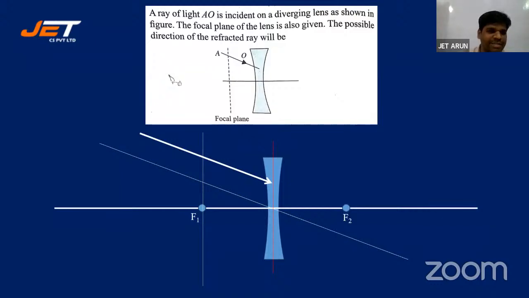All right. Yes, excellent. Joining this point to this incident ray this way, and I extend this ray. This is my refracted ray. All right, that's it. Oblique ray tracing is very interesting, students. That's our refracted ray. So with this, we have completed our ray tracing.